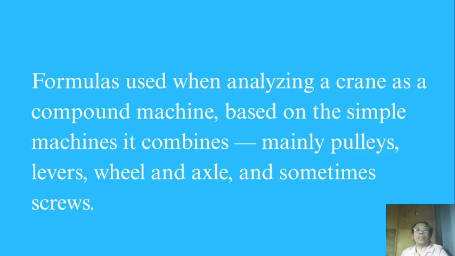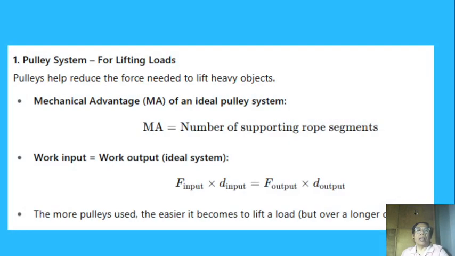Formulas. When we analyze a crane as a compound machine based on the simple machines it combines, mainly pulleys, levers, wheel and axle, and sometimes screws. Formula number one, for the pulley system for lifting loads: MA is equal to the number of supporting rope segments. And then the work input is equal to the work output. The force input times the distance input is equal to the force output times the distance output.